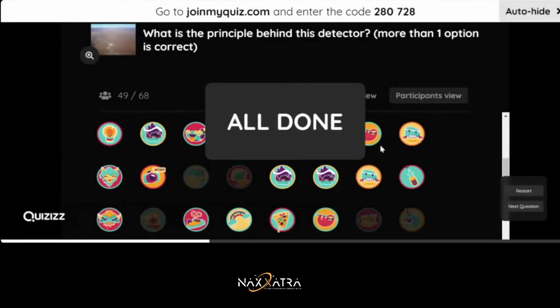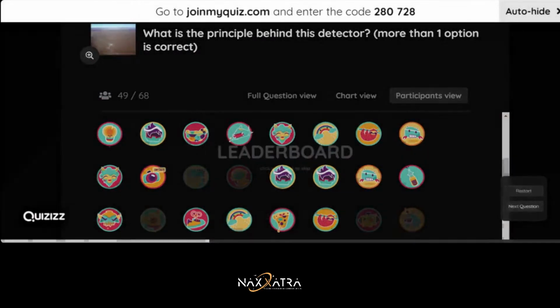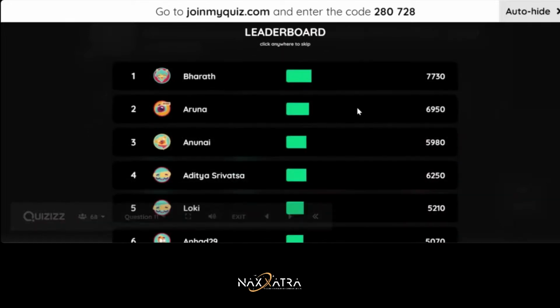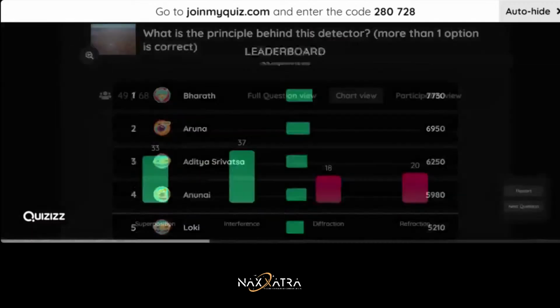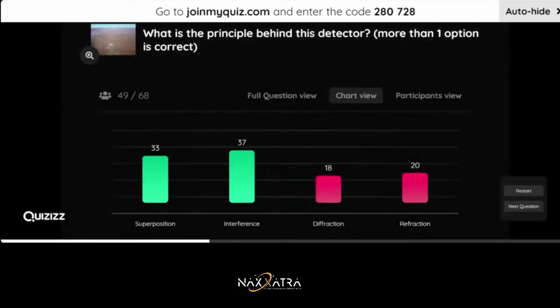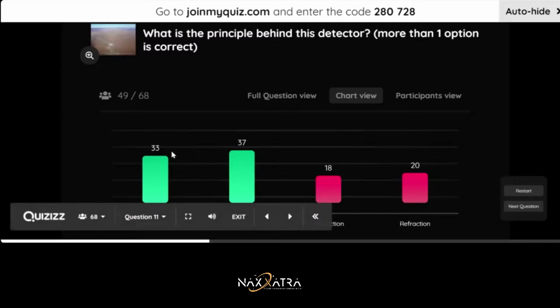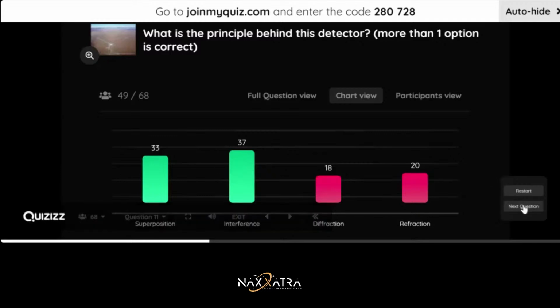So the answer is superposition as well as interference, because we know that the LIGO detector uses the principle of superposition of light. That is, when two lights combine, that is superposition, and the pattern they produce in the photodetector is interference. So both principles are used here. So next question.